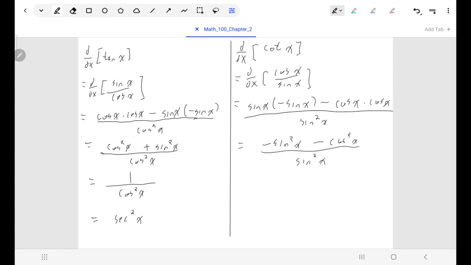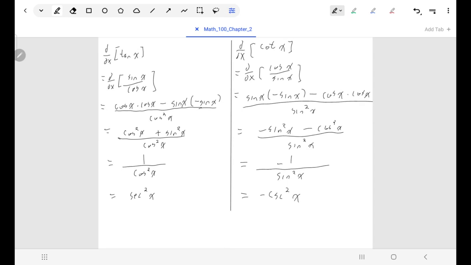And this shouldn't be too surprising. This is just negative 1 times our Pythagorean identity. That's really negative 1 times sine squared plus cosine squared. So really, the numerator is just negative 1. The reciprocal of sine is cosecant, so really what we have here is negative cosecant squared. And there we go. We've shown all 4 of these trig proofs.